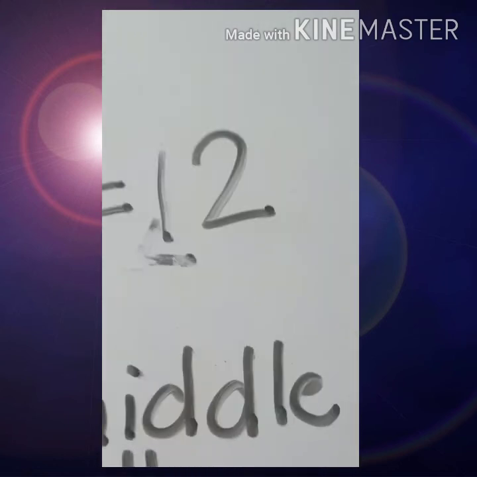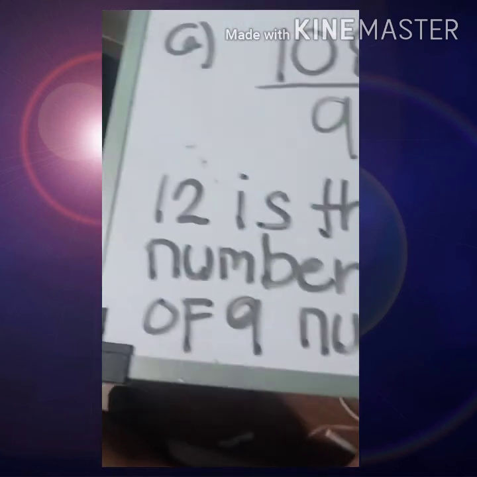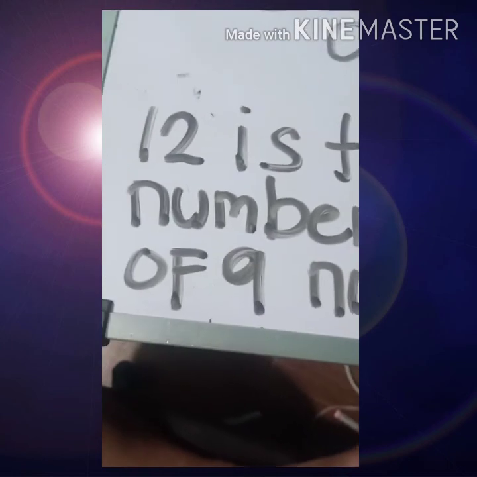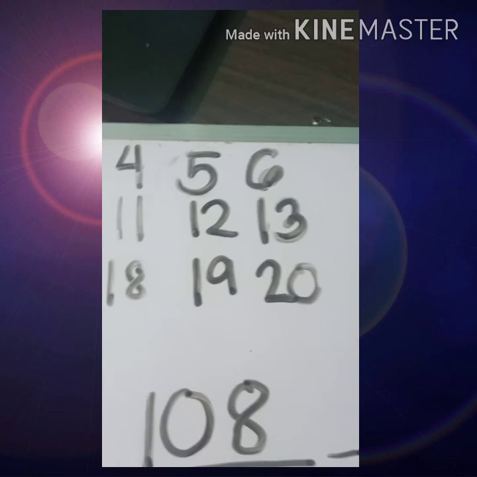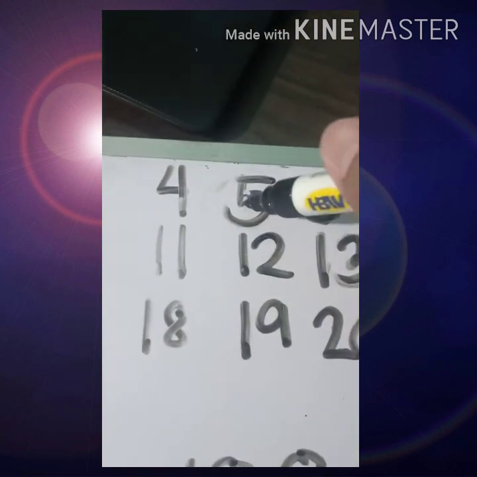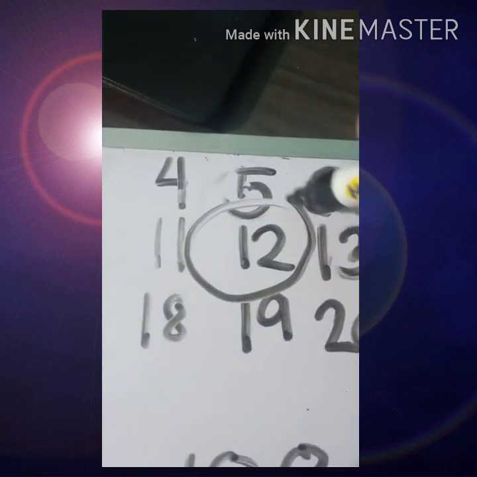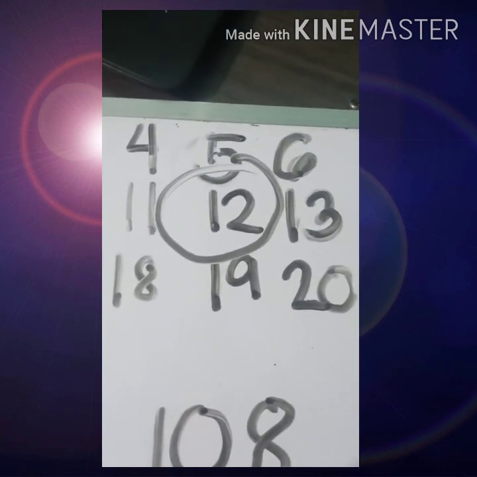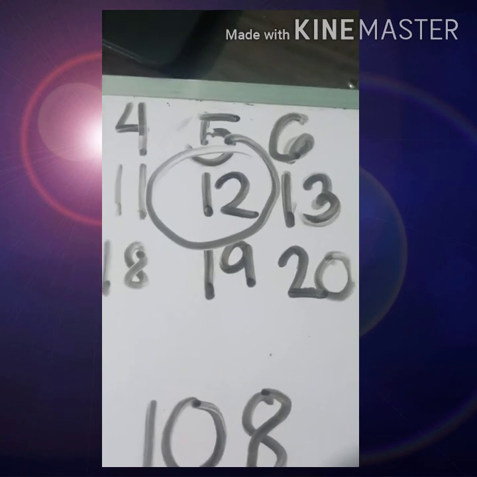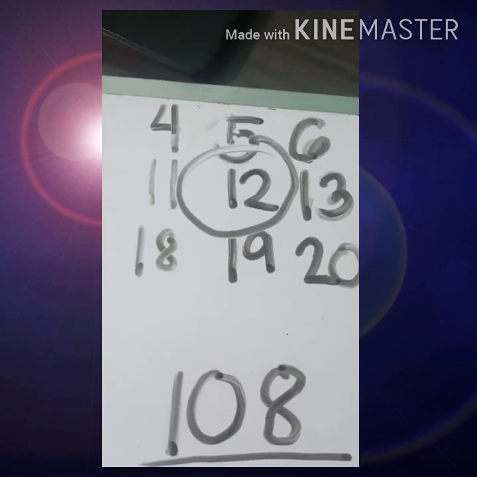12. Okay, so as you can see, 12 is the middle number in the square of 9 numbers. So this is our 9 numbers. So meaning 12 is the middle number in the square of 9 numbers. So this is the calendar trick.